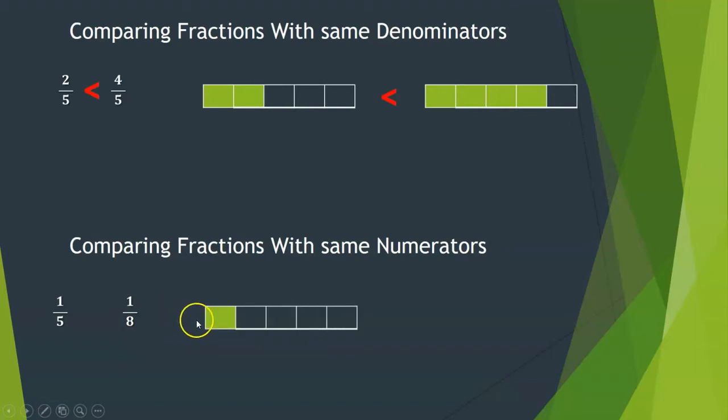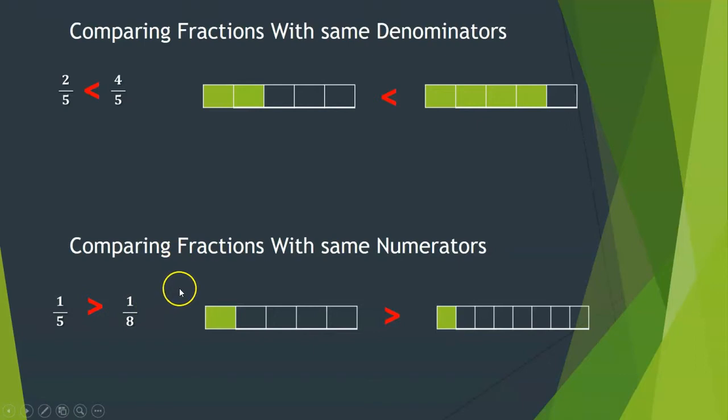Let's see the diagram to make it more clear. This is one part out of 5 parts. And this is one part out of 8 parts. And notice that the one whole here is exactly the same as the one whole here. Now look at the shaded part. Look at the 5ths, 1/5, and look at the 1/8. It's very clear that this part is greater than this part. So 1/5 is greater than the 1/8.